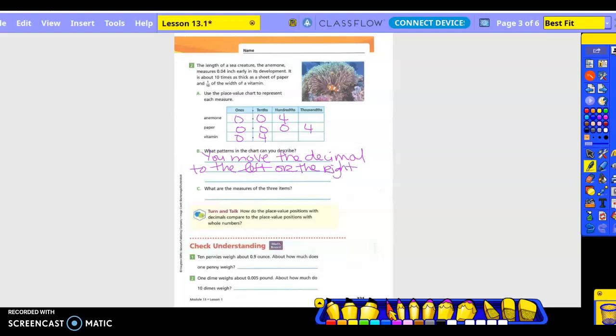Okay, what are the measures of the 3 items? So basically, the enemy is 400, right, of an inch. The paper is 4,000ths of an inch. And then the vitamin is 4/10 of an inch.